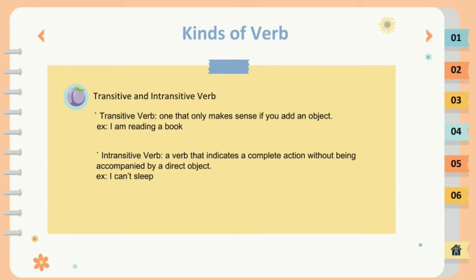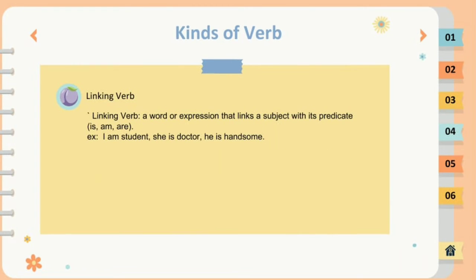Intransitive verb. An intransitive verb is a verb that indicates a complete action without being accompanied by a direct object. The example: I cannot sleep. You know the meaning behind this sentence. Padahal tidak ada objek di belakangnya, tapi kalian akan mengerti. Kalian mengerti "I cannot sleep", aku tidak bisa tidur. Seperti itu.